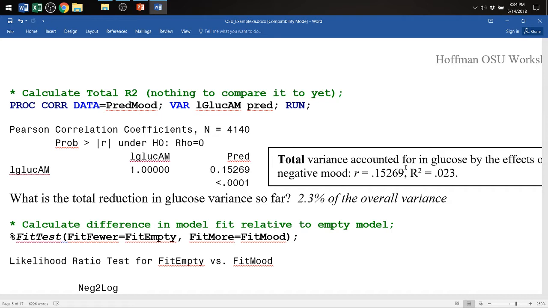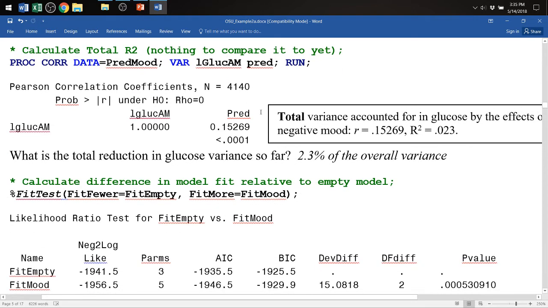So if we put that together, person mean differences in negative mood at level 2 accounted for 3.3% of the original 69% that was between persons. Within person fluctuation in negative mood accounted for 0.2% of the 31% that was within persons. And at this point, your reader's going, what? And so you do them a solid, and you say total R-square 0.023.